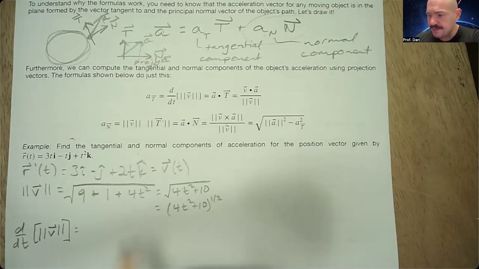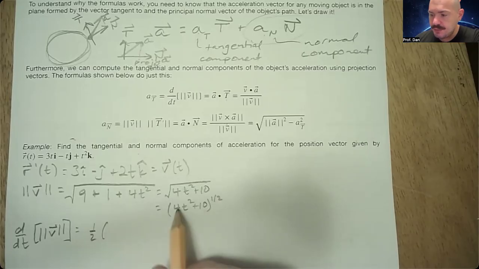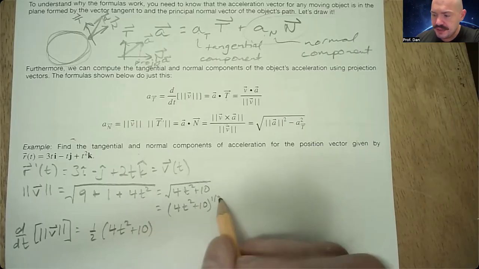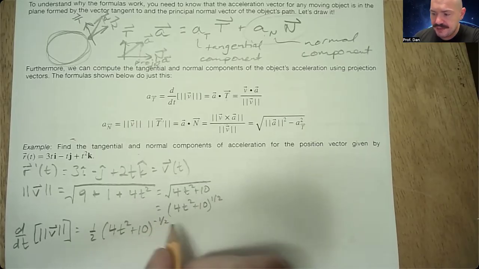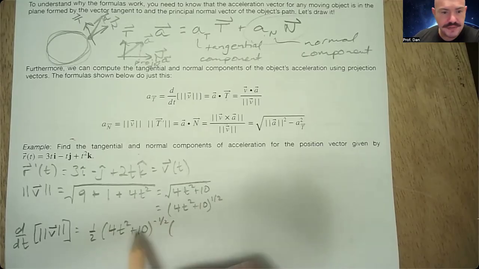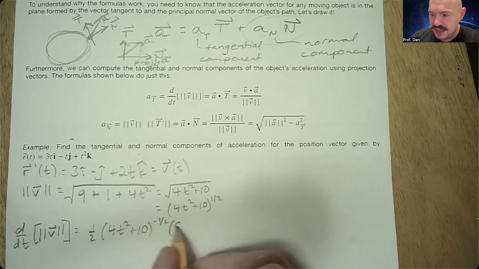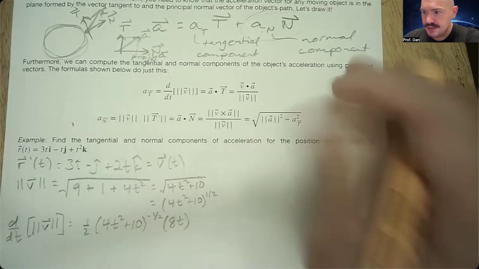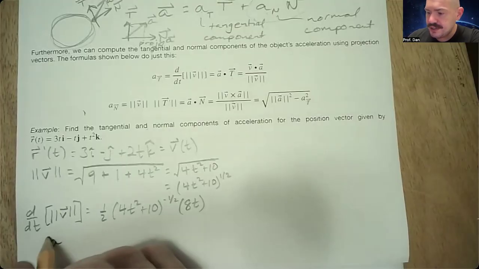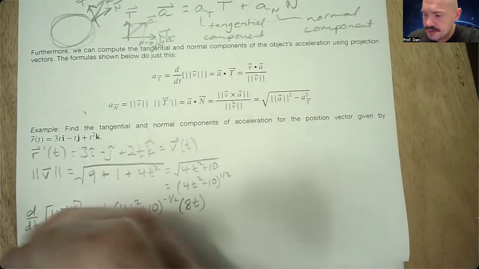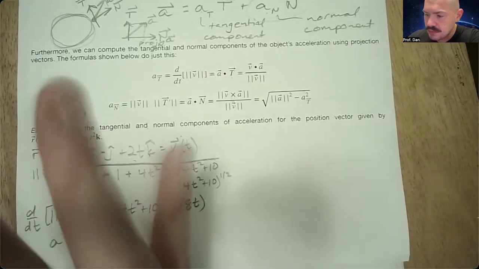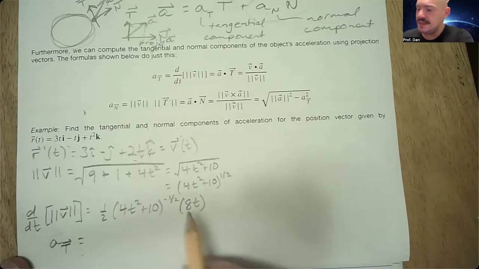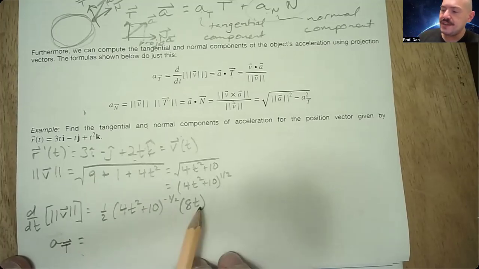So I'm going to bring my 1/2 down. Remember, the inside doesn't change. I'm going to take 1 away from the power, so minus 1/2, multiplied by the derivative of the inside. So it'll be 8t. We know that this is equivalent to the tangential part of our acceleration. So we're going to write, whoops, it's not a vector, a sub t is equal to, and then multiply 1/2 times 8t.